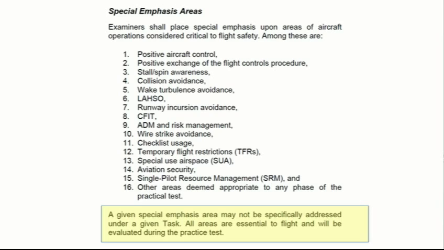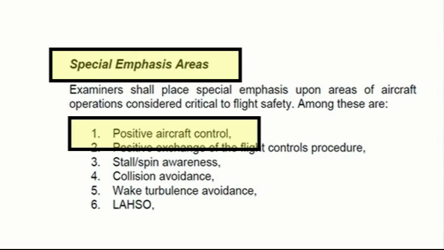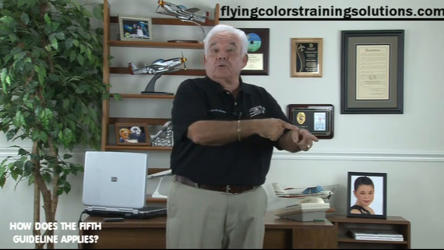That will be disqualifying because it falls under the fifth guideline, which reads, a given special emphasis area may not be specifically addressed under a given task. All areas are essential to flight and will be evaluated during the practical test. One of those special emphasis areas is positive aircraft control. You have shown unsatisfactory aircraft control if the tolerances were exceeded consistently, not only during the performance of maneuvers, but during the whole flight, requiring the examiner to issue a notice of disapproval.